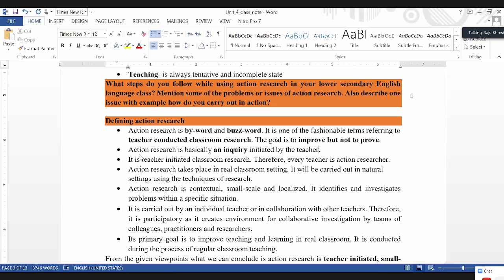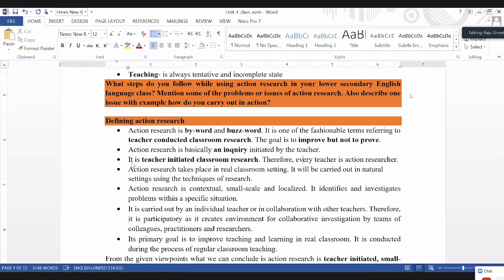So any kind of problem immediately teacher faces in the classroom, and he or she tries to address, tries to address means tries to use some new techniques. Then what to solve the situation? This is what action research. So action research is teacher conducted classroom research. It is basically an inquiry made by the teacher or initiated by the teacher. So it is also known as teacher initiated classroom research, teacher conducted classroom research.